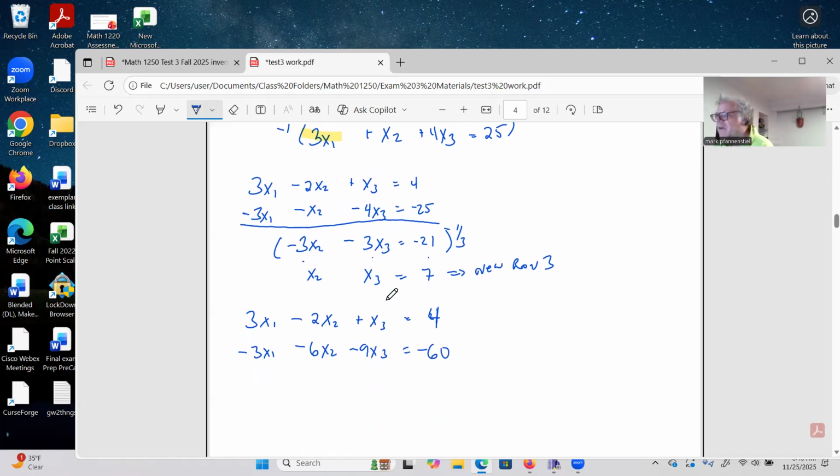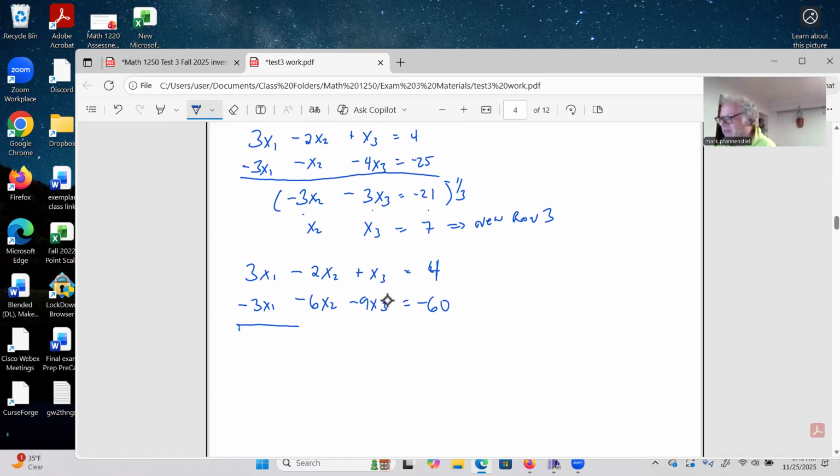Okay, and now what I'm going to do is I'm going to add these two pieces together. I'm looking at this and hoping that I'm going to be able to divide by something later. Okay, so the x1s, those go away, they cancel out. We have negative 6 minus 2, so we end up with a negative 8x2. Negative 9 plus 1, we still have a negative 8x3. And it is equal to, and this looks like negative 56. So let's go ahead and see if we can't divide.